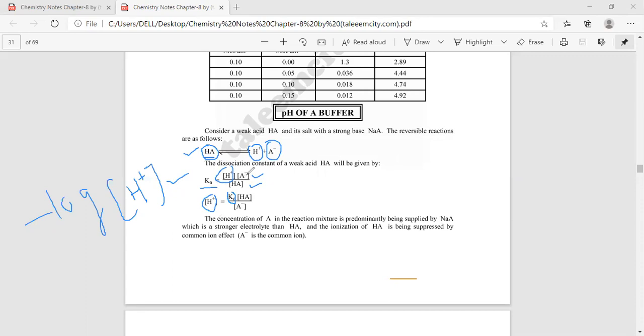The negative ion of the acid that is ionized, dissociated, is in a multiplication on one side, and on the other side of the equation it is in a division. So you have to just rearrange the equation. What to do next? Let's see.